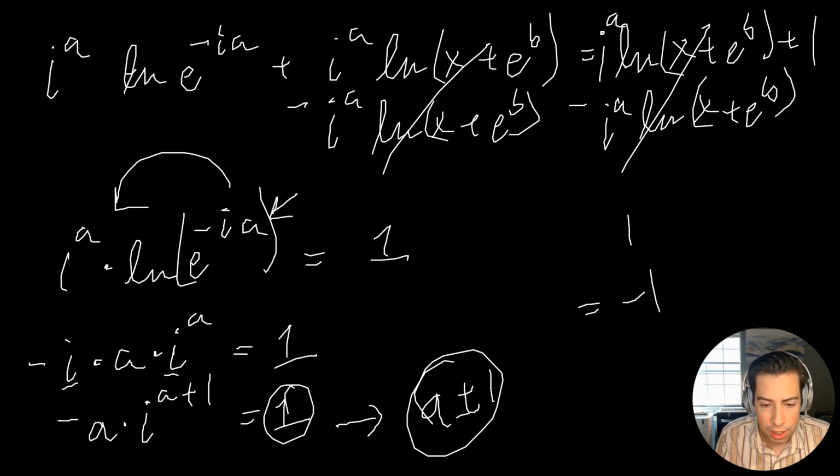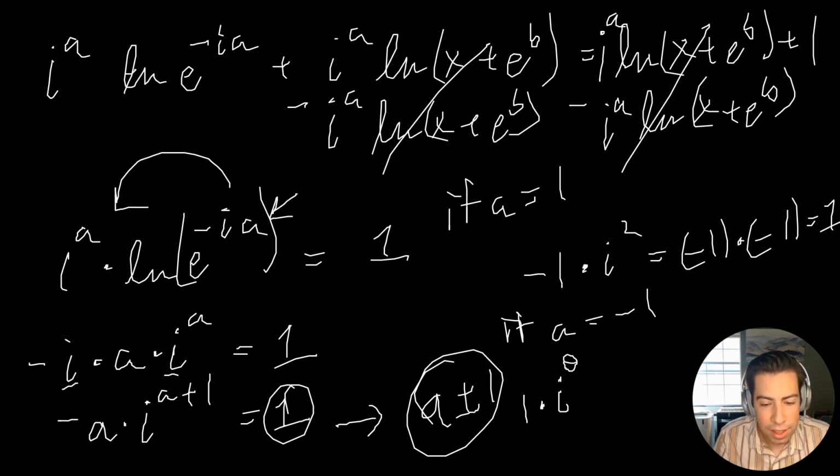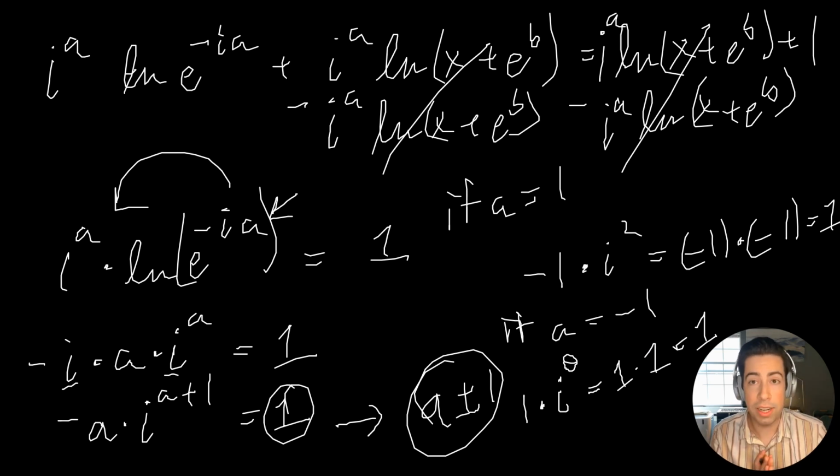And let's go ahead and plug it in and just show that that works, okay? So if a equals 1, we're going to have negative 1 times i squared, which is going to be negative 1 times negative 1, which is going to equal 1. Okay, now if a equals negative 1, well, then I'm going to have 1 times i to the 0. And that is going to equal 1 times 1, which is going to equal 1. All right, guys, so that is our answer, and hopefully that made sense.